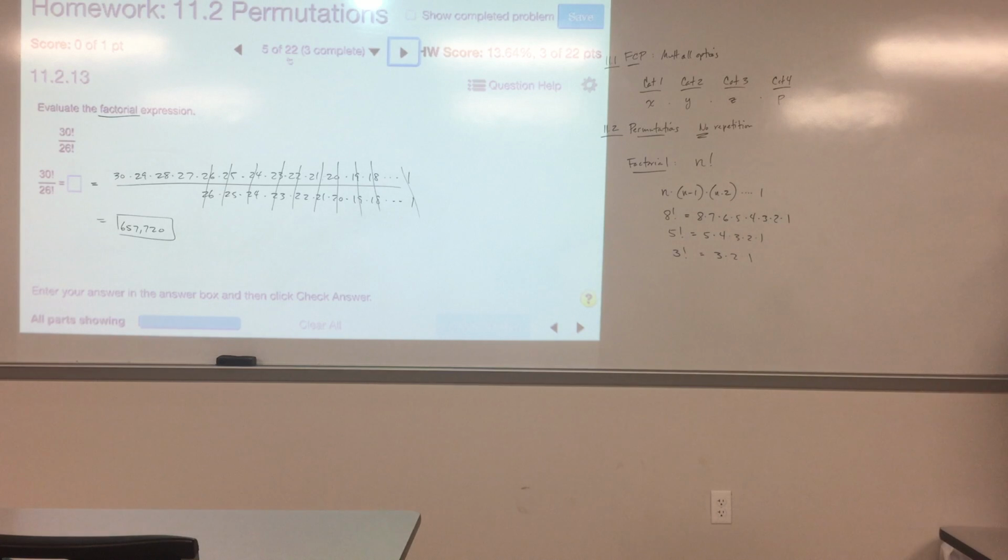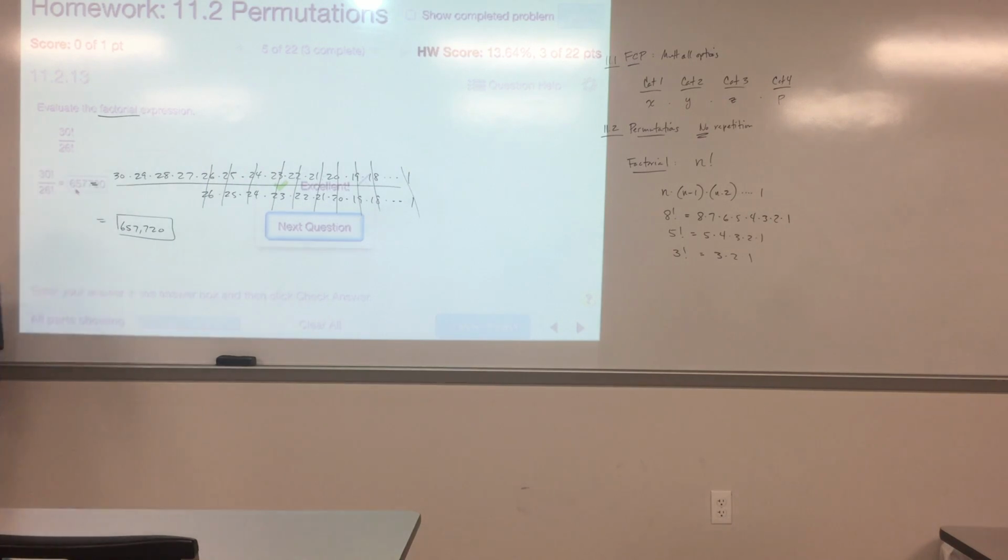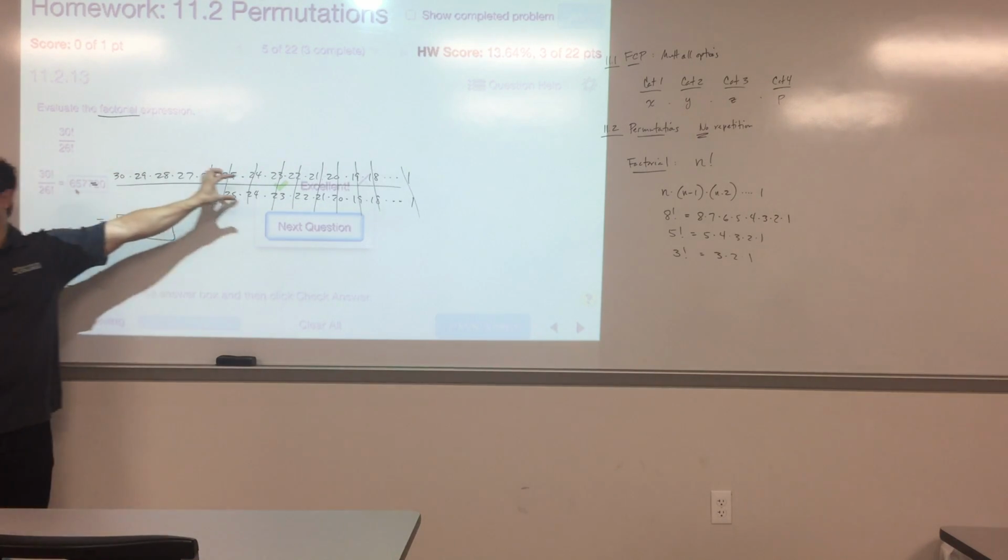Okay, now your question, Sherry? Why did you stop at 27? Because they overlap at 26 down.